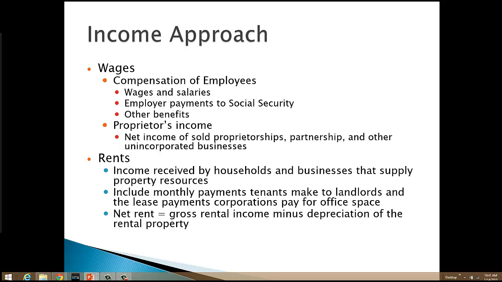Rents include income received by households and businesses that supply property resources, and this can be anything from a rental house, an apartment complex, an office building, a warehouse. The income approach does use net rent, so it subtracts a figure for depreciation on the rental property from the gross rental income.